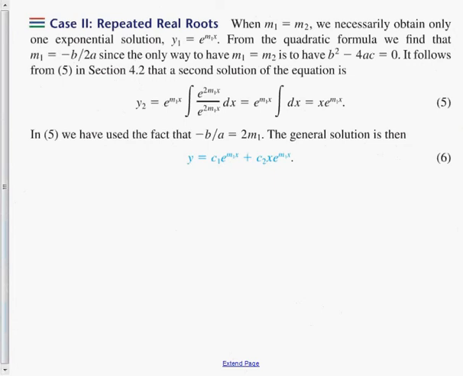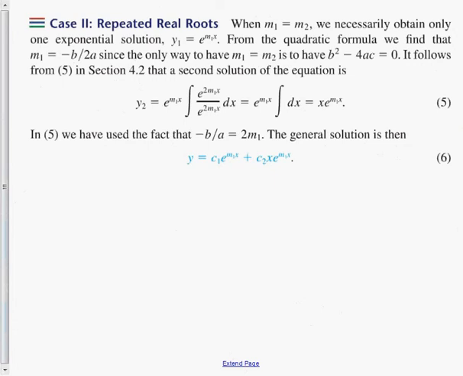No, it's the same. They're both m sub 1. Yes, because it's going to be the same number in case number 2, where we have repeated roots or equal roots. So m1 equals m2. They just write m1, and I just write m.